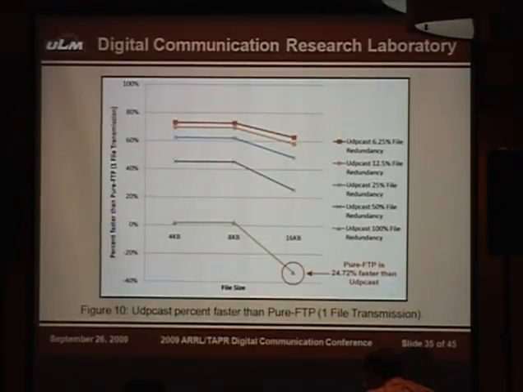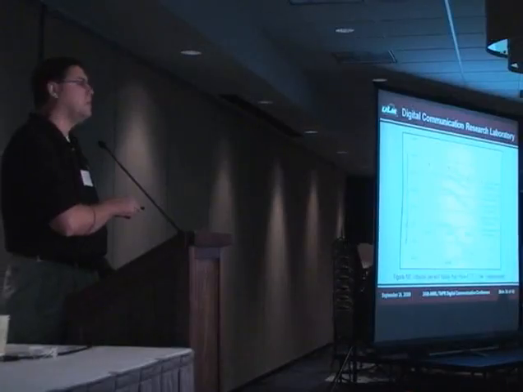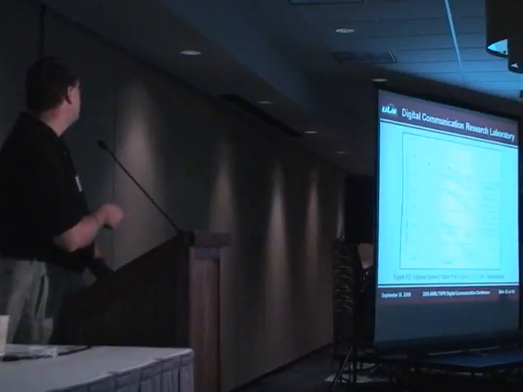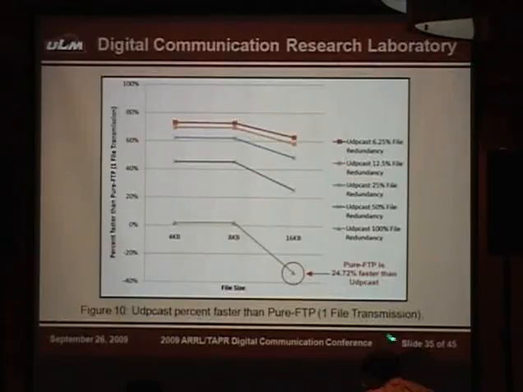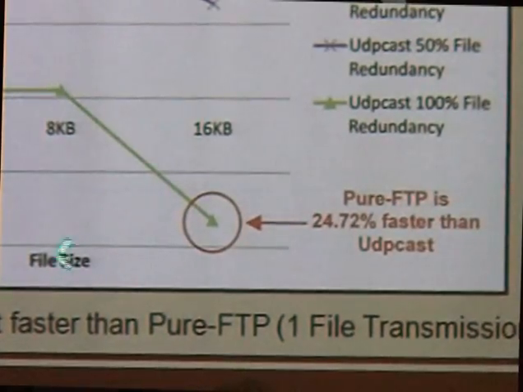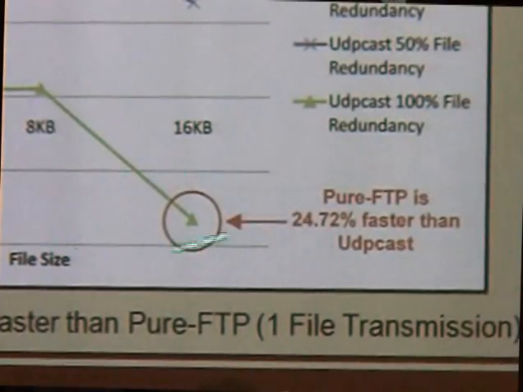And this is one file transmission. This is one file transmission, so here's your 4K, your 8K, your 16K. This right here is UDPcast with 100% redundancy compared to a pure FTP with a single file transmission. So me being Site 1 sending to net control only, that's a negative percent fastness.